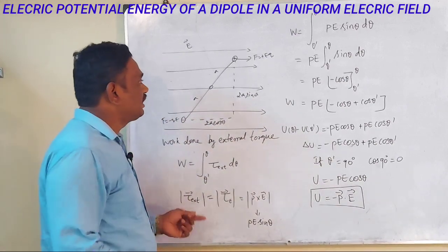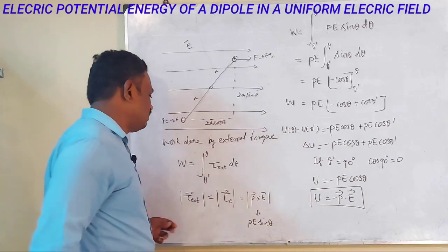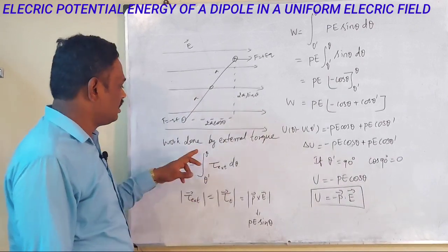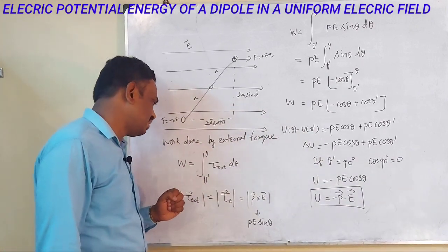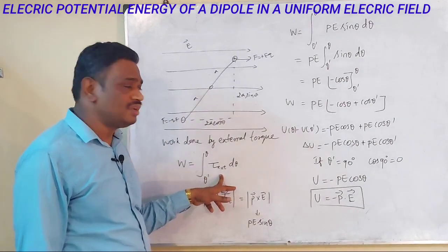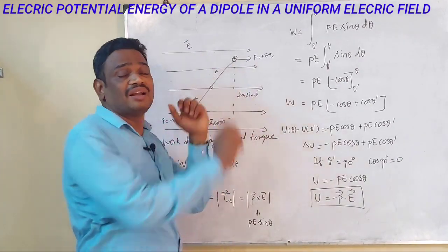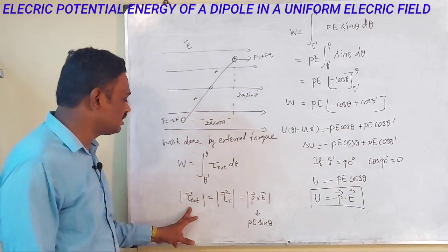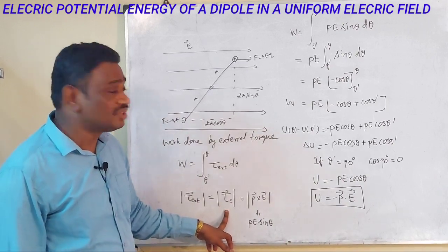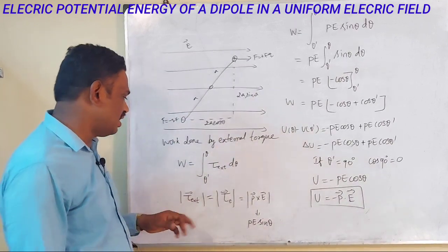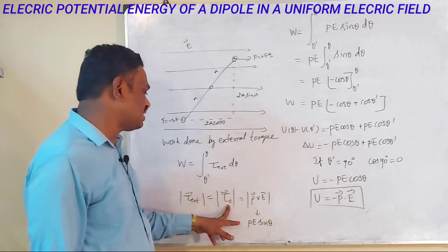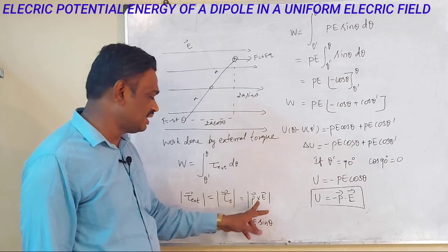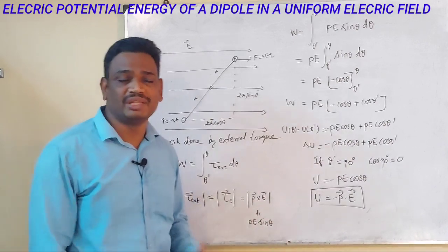Okay, here I am going to rotate the electric dipole from the angle theta prime, the initial angle, to the final angle theta. I am going to rotate with a constant angular velocity, so the magnitude of the external torque is equal to the magnitude of the torque produced by the electric field. The magnitude of the torque, as we already know, is the magnitude of P vector cross E vector, which is nothing but P E sin theta, the torque produced by the electric field.